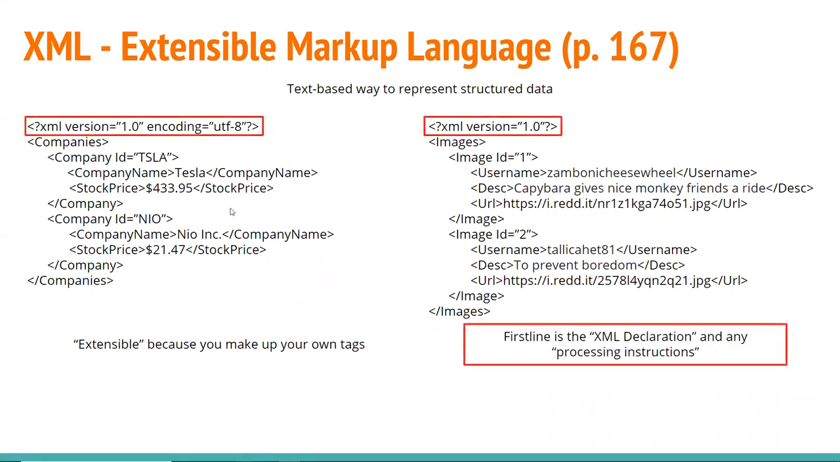So the first thing is the only thing that's weird about the XML document really is the first line. That's what we call the XML declaration. It specifies the version of XML you're using and the encoding your computer is using to store it. These are called processing instructions. They're not super important anymore, and you don't really need to understand them in detail. But you must know what this line is referring to.